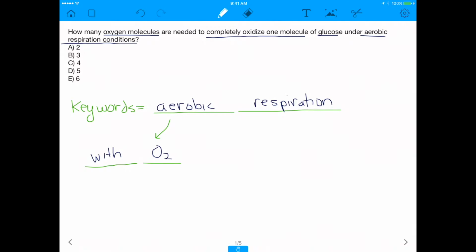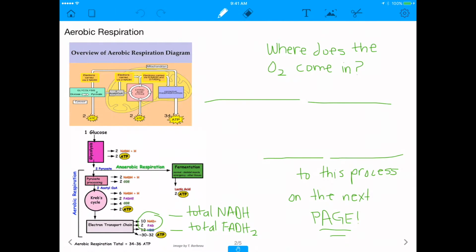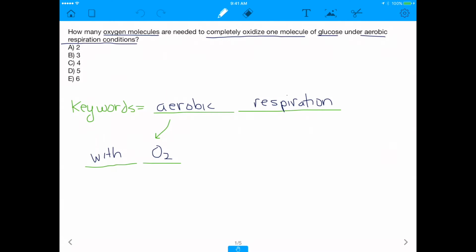Now I'm going to go over one of the ways that students try to approach this problem that doesn't always pan out well. I'm going to tell you why, because this question makes you think you need to go into the details, right? It makes you think that you have to go into the details of aerobic respiration.